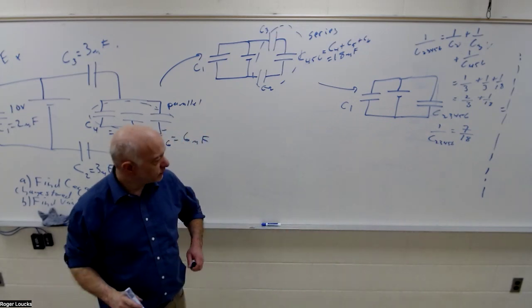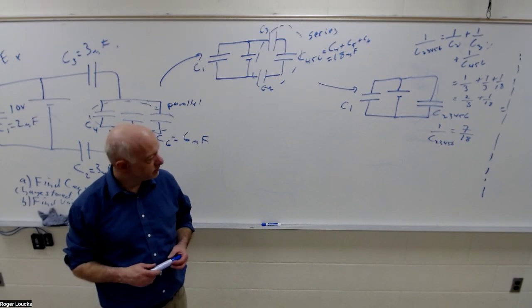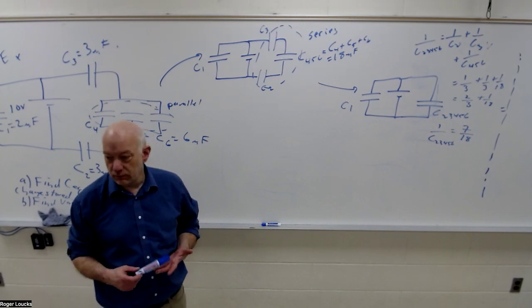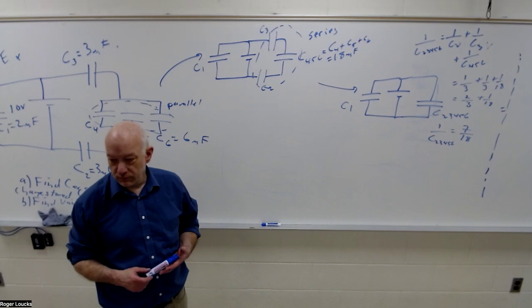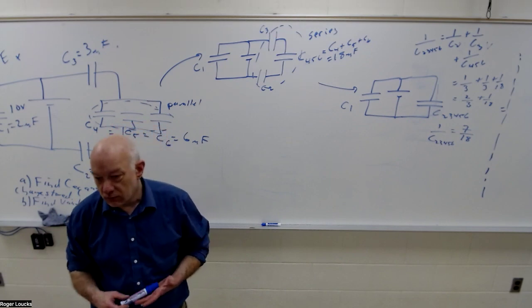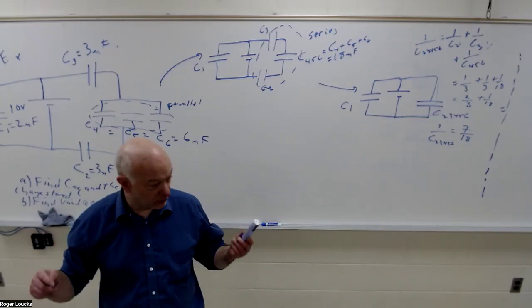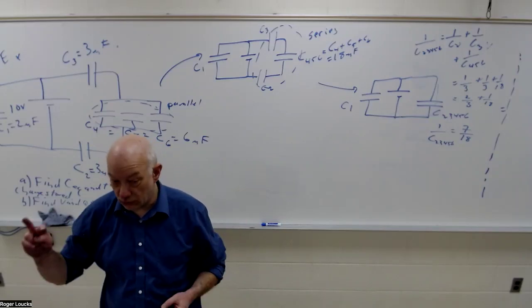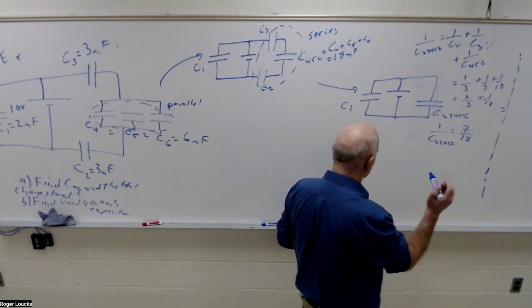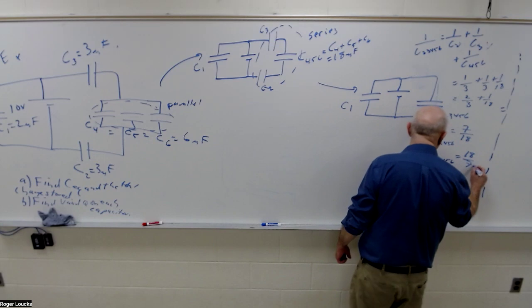So what is the capacitor then? Can I write down 7 over 18 microfarads? How come? It's really easy to stop right there and say that's the answer. No, you don't have to flip it. What this means here is that C2,3,4,5,6 is 18 over 7.